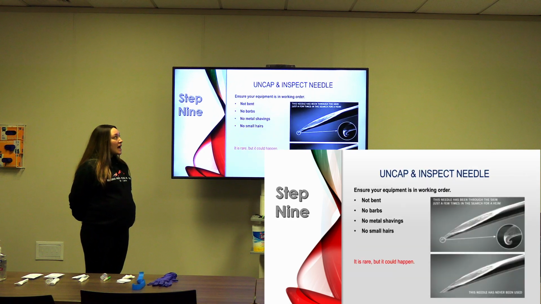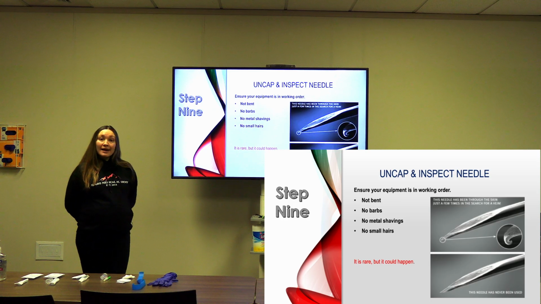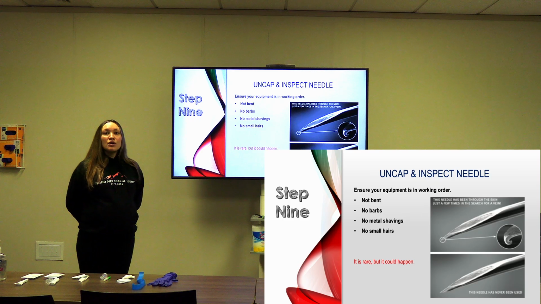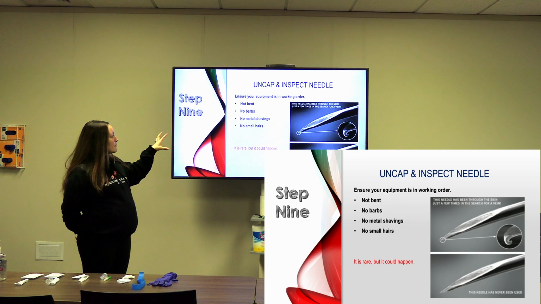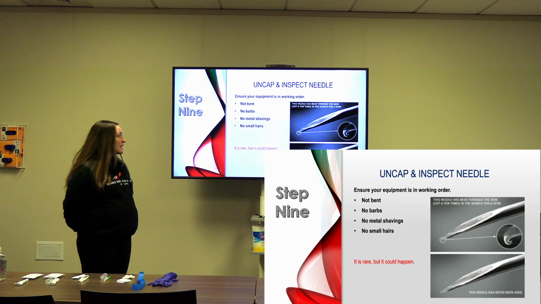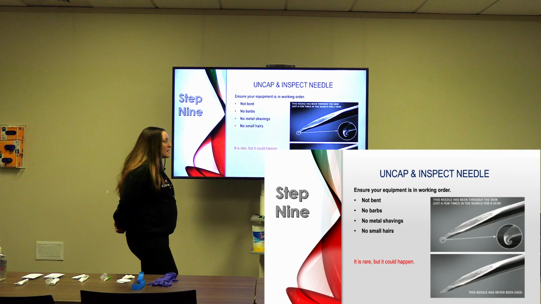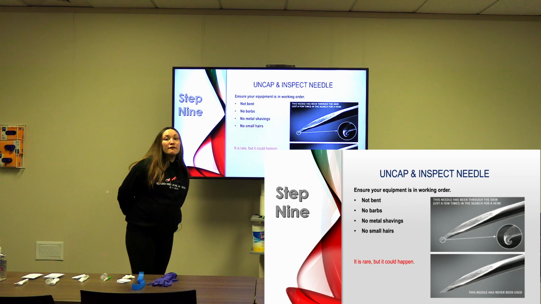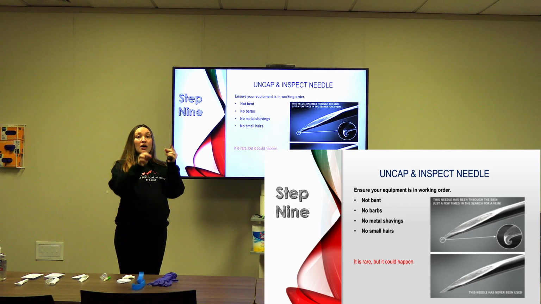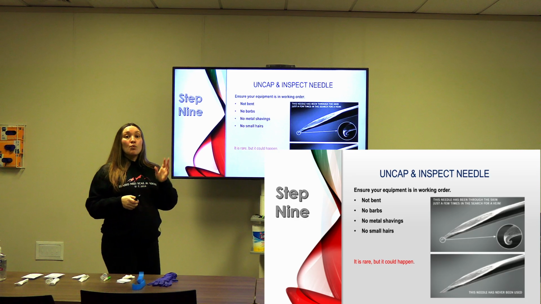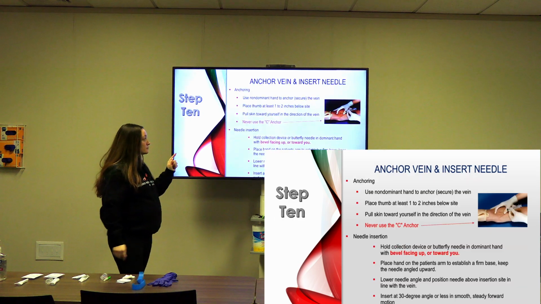As it's drying, you want to uncap and inspect your needle. You're looking for a nice, straight, pretty needle, okay, with no little fuzzy hairs or metal shavings or bent tips or barbs, anything like that. It's rare, but it can happen. There's a little picture on here that kind of depicts what that might look like. Okay, it's very obvious. You'll be able to see. So you take the cap off, hold the needle up in the light, look at it, make sure everything looks good. And if everything looks good, once your arm is dry, you can proceed with venipuncture.